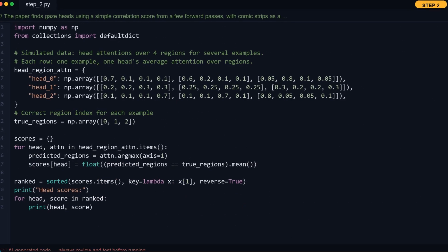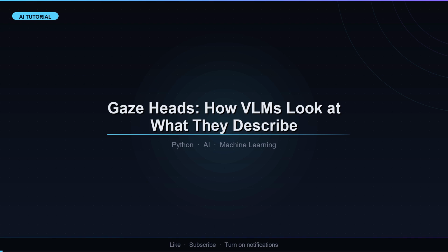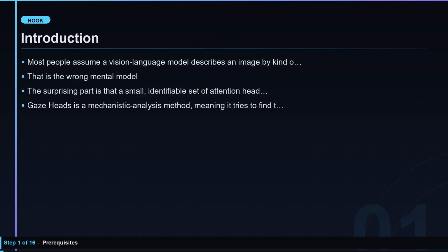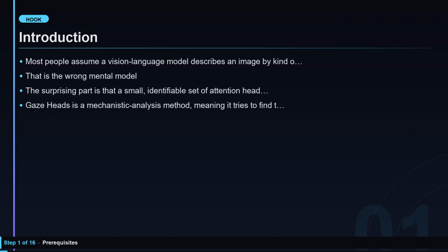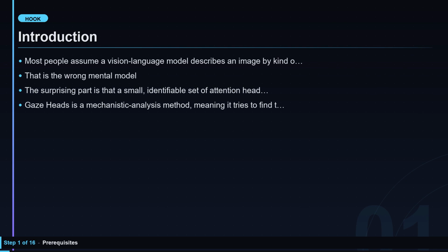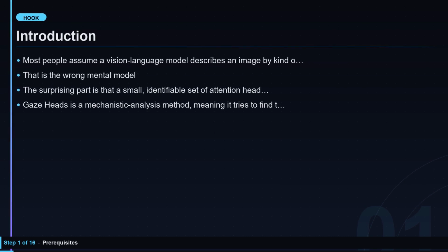Most people assume a vision language model describes an image by kind of averaging everything it sees. That is the wrong mental model. The surprising part is that a small, identifiable set of attention heads, which are the model's internal spotlight movers, seems to control where the model looks while it talks. Gaze heads is a mechanistic analysis method, meaning it tries to find the exact internal parts that cause a behavior instead of just observing the behavior from the outside.